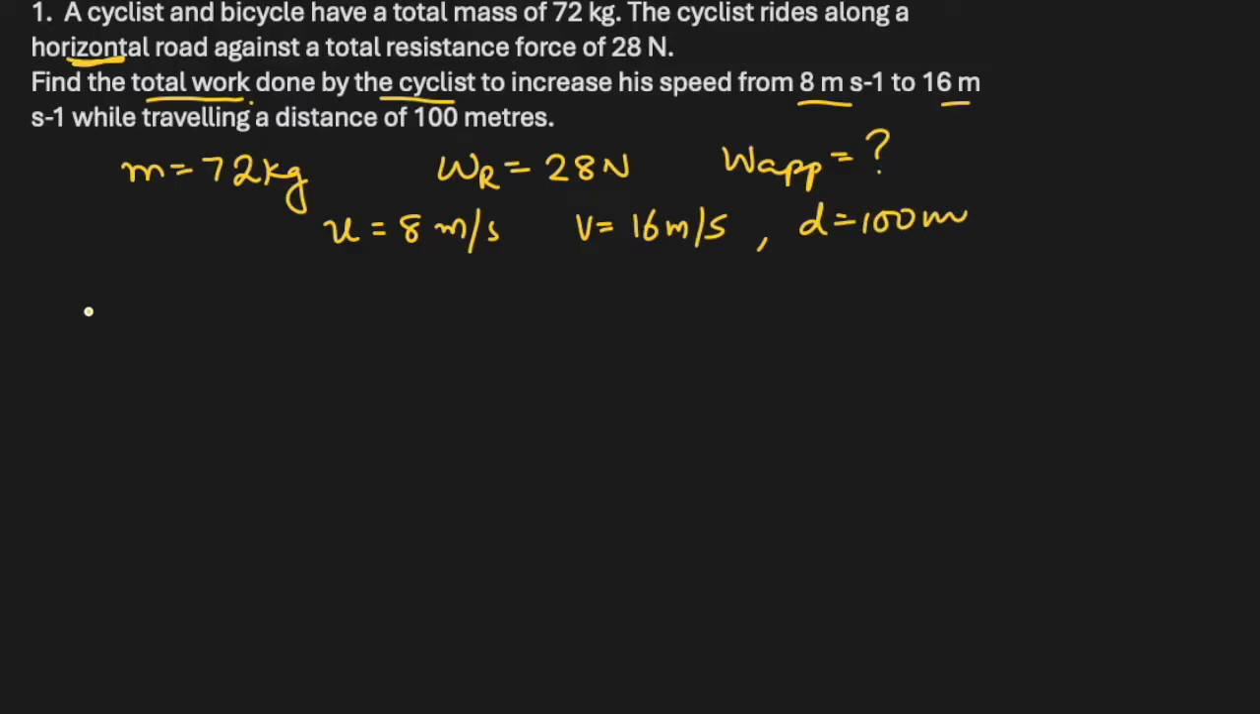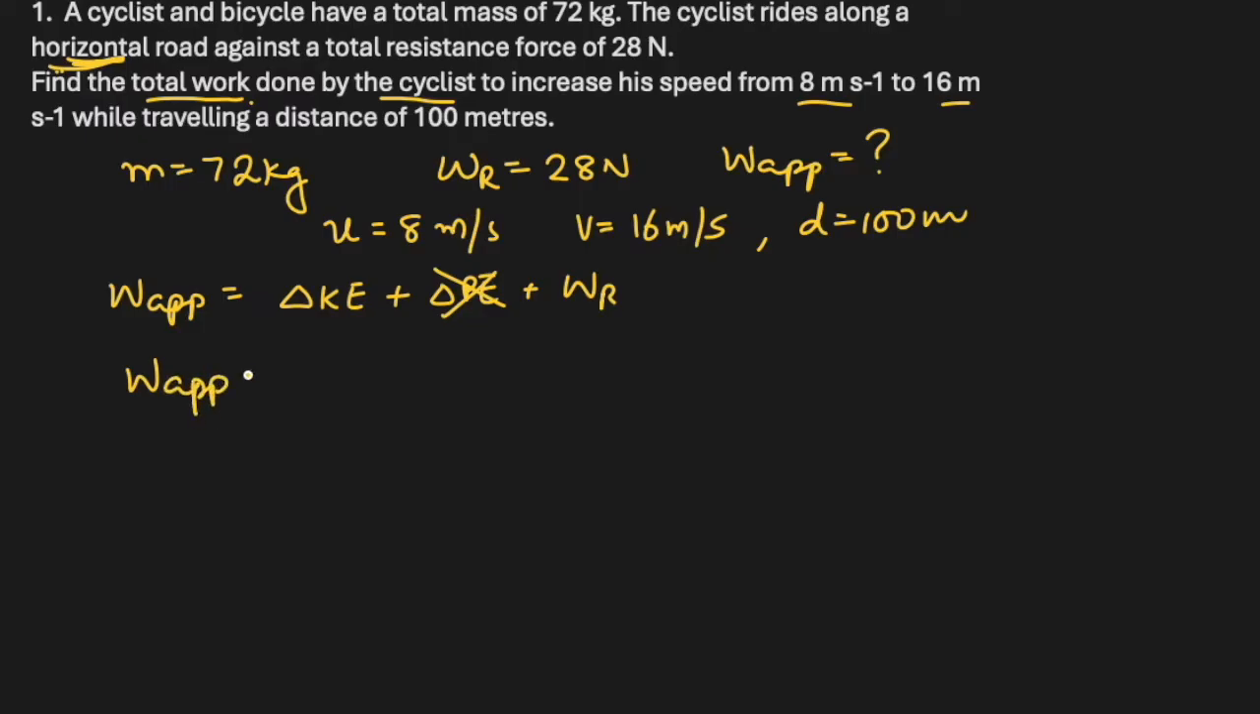So we can use the energy formula in this one. The energy formula says that the work done by the applied force is the sum of the change in kinetic energy and the change in potential energy, positive or negative doesn't matter, we'll take care of that later, and the work done against the resistive force. Since it's a horizontal road, there will not be any height difference, so the potential energy change will be 0. The rest we can calculate.